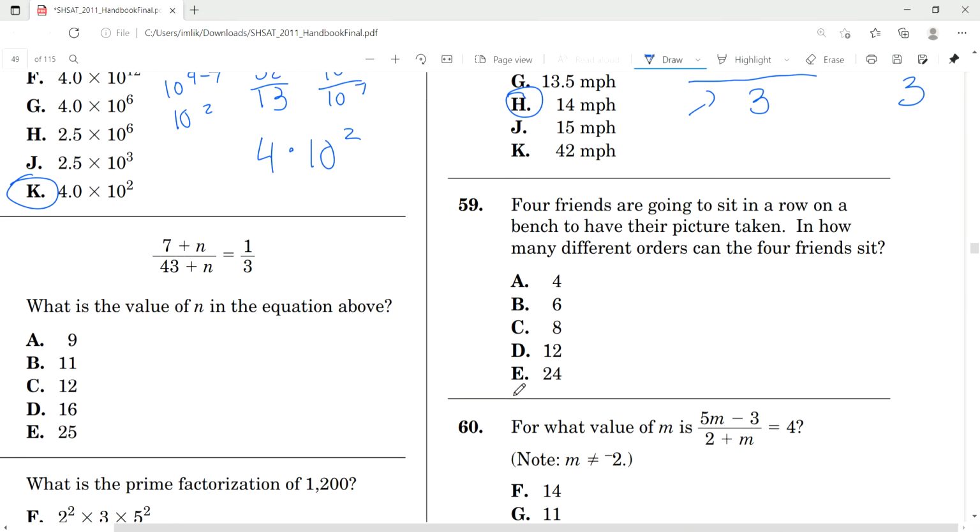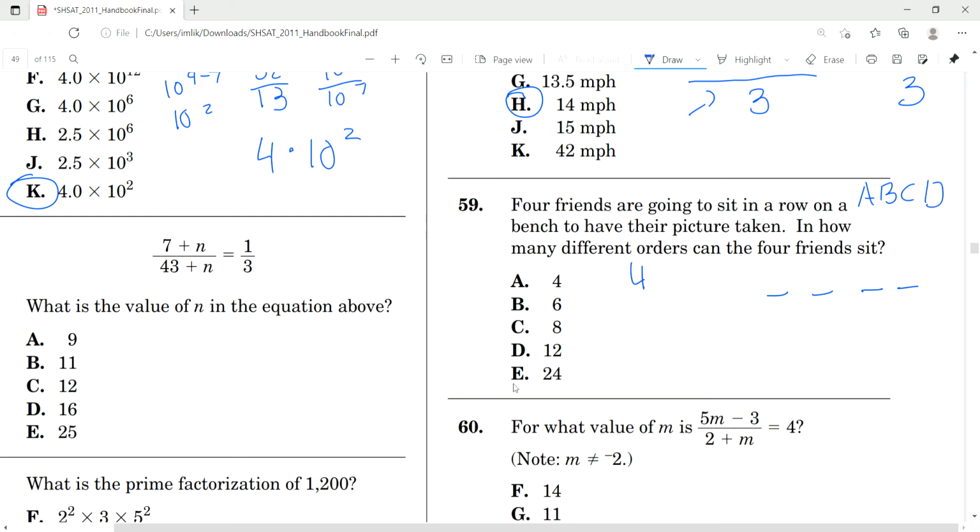Moving on to number 59. 4 friends are going to sit in a row on a bench to have their picture taken. How many different orders can the 4 friends sit? So we have 4 friends in total. This is, I think, a combination problem. But the thing to take away is that if there's a bench, it has 4 slots for 4 friends, A, B, C, and D, to sit.